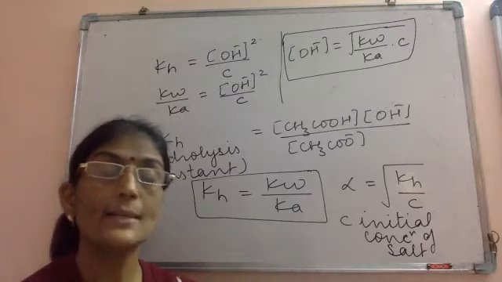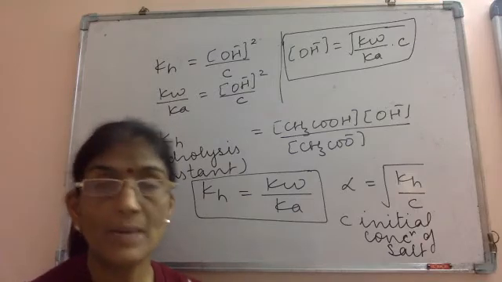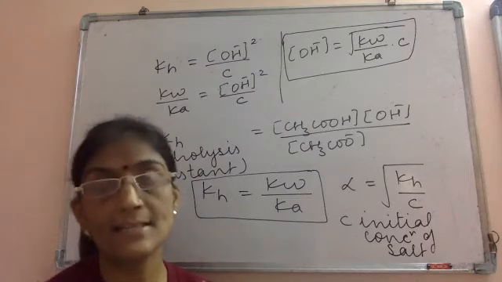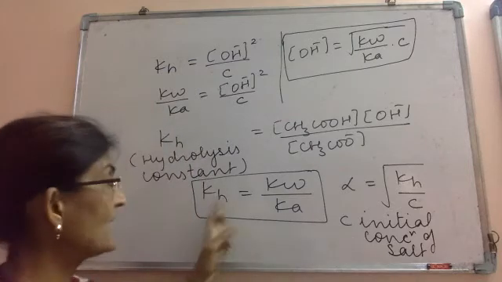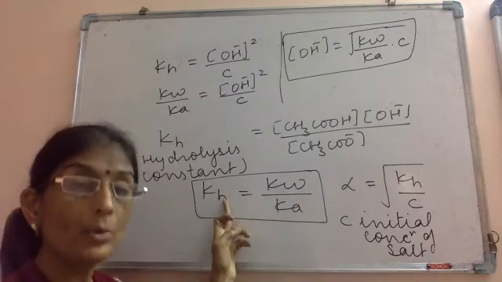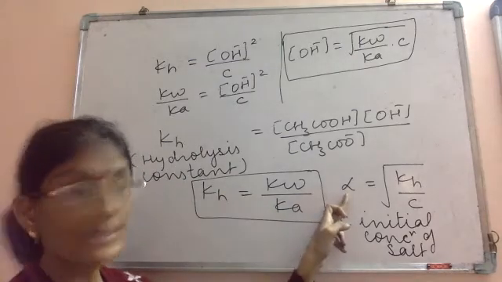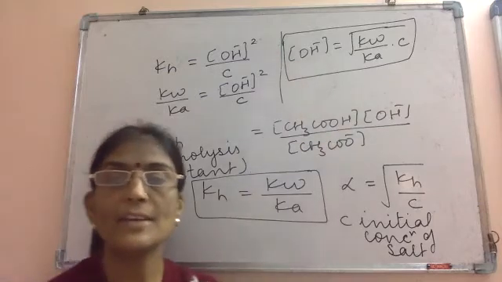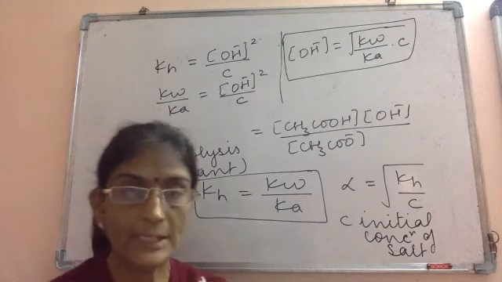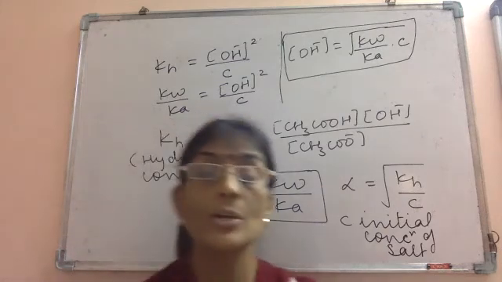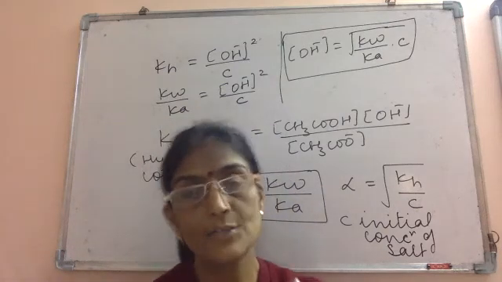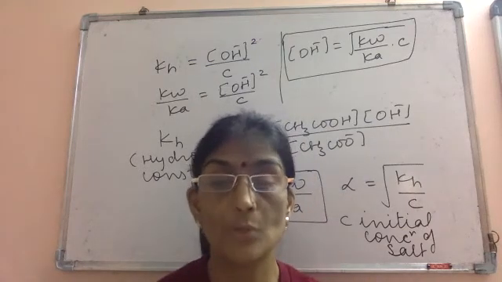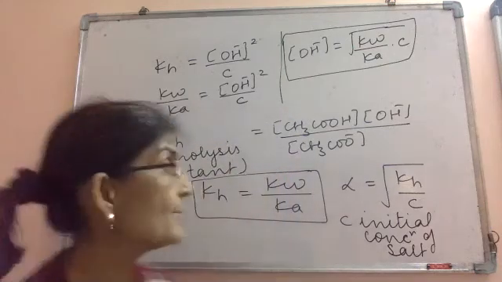Back side exercise questions are given, so you will have to solve them. In the textbook the formulas are not derived, but questions are given on the back side in the exercise. So just remember the formula. KH is KW by KA. What is KH? Hydrolysis constant. Then degree of hydrolysis. And this way we can calculate hydroxide ion concentration, and on the basis of that we can determine pH. Clear, students? This is hydrolysis of salt of weak acid and strong base. Now, second, we are talking about hydrolysis of salt of strong acid and weak base.